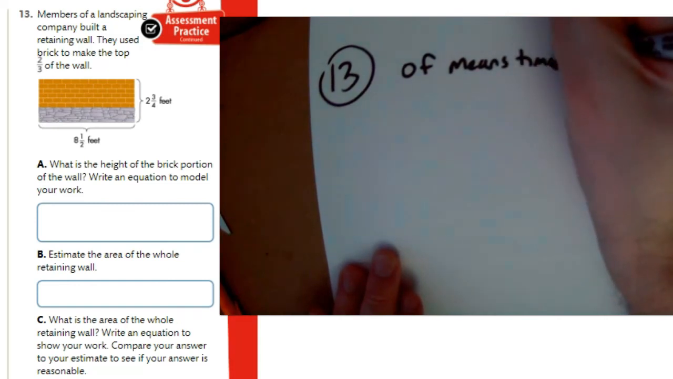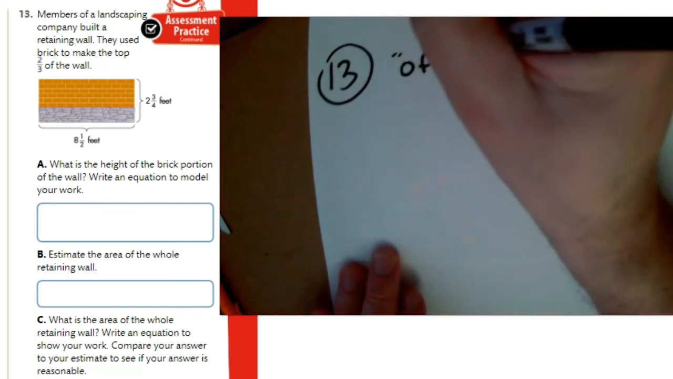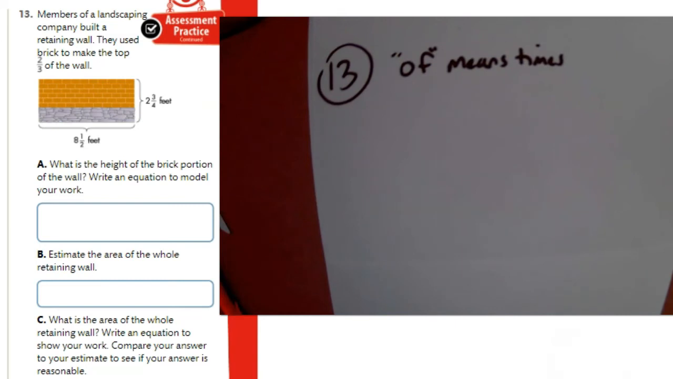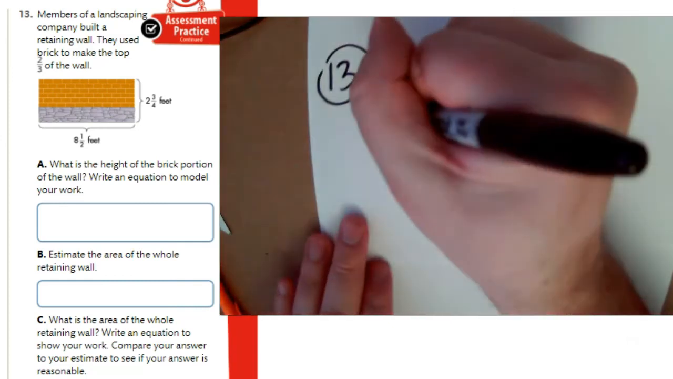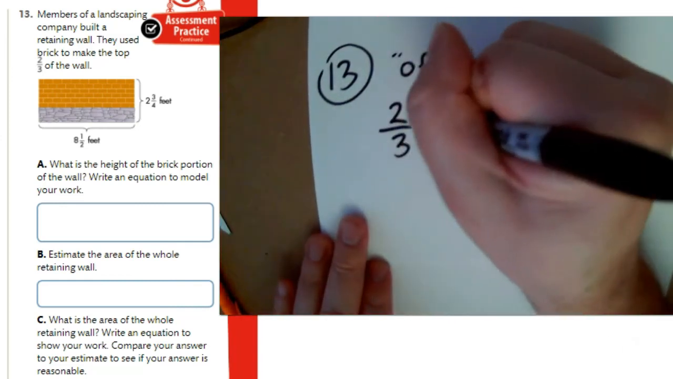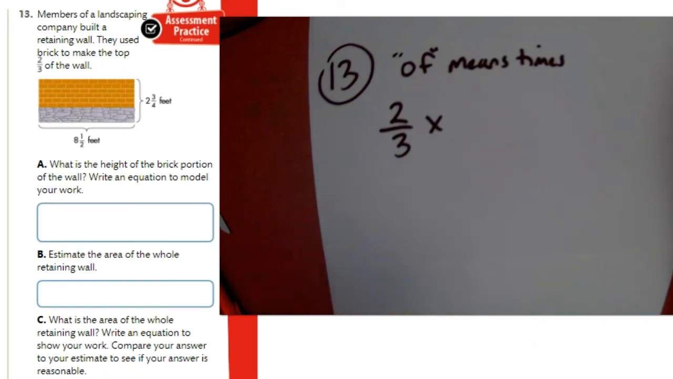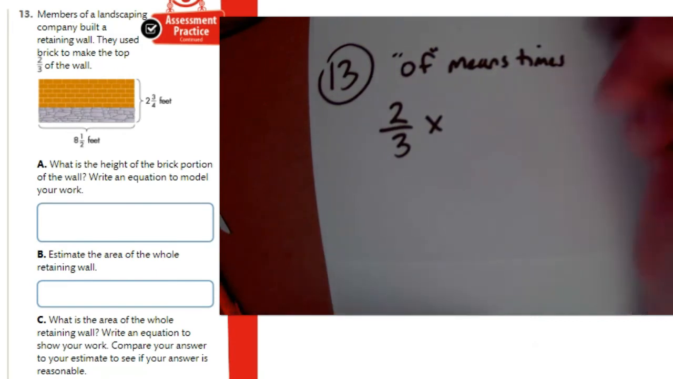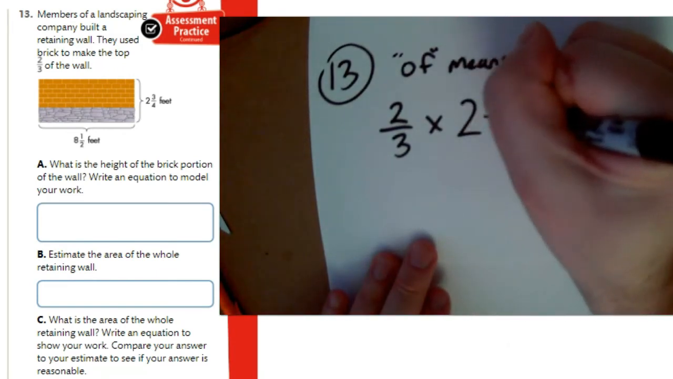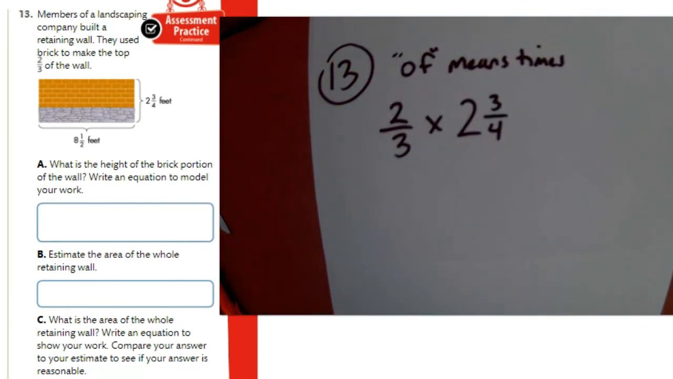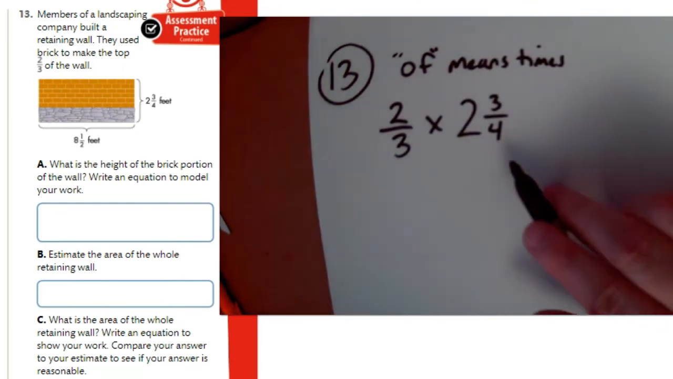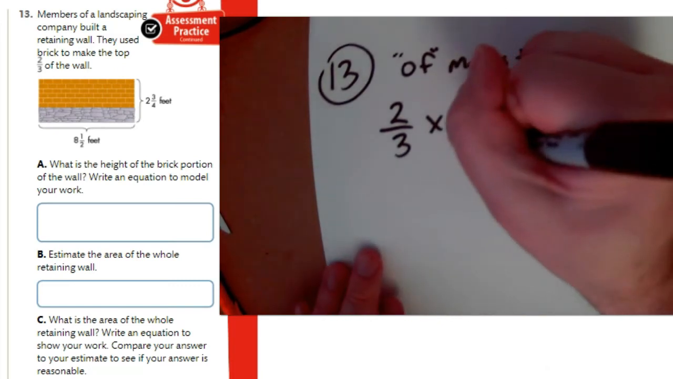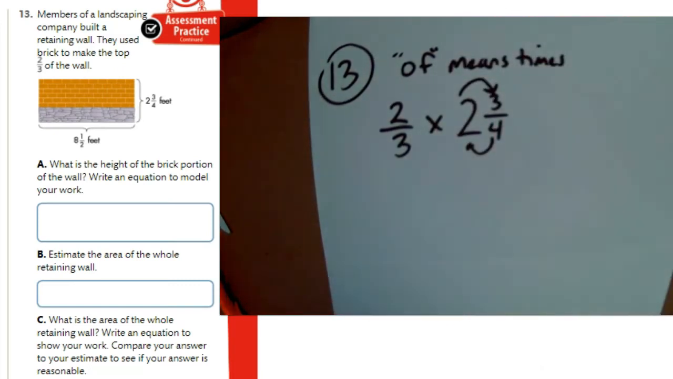I'll write that down again. Of means times. So 2/3 of the top is brick. So we're taking 2/3 times the height, so 2 3/4 is the top. To multiply this, I want to turn my mixed number into an improper fraction. You can tell it's late at night.